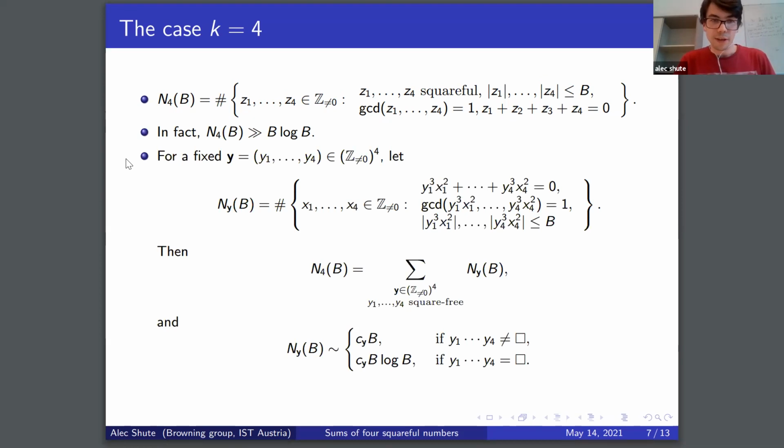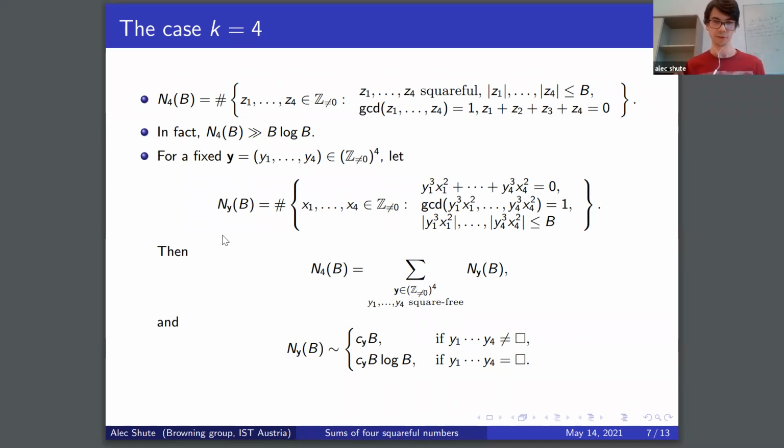To see this, what we do is we use this decomposition. So we're writing each of the z_i's as y_i cubed times x_i squared. And then the equation that the sum of them has got to be 0. If we fix the y's, this then becomes a quadric. Okay, so then N_{4,B} is a sum over these choices of y of N_{y,B}, and this is our N_{y,B}.